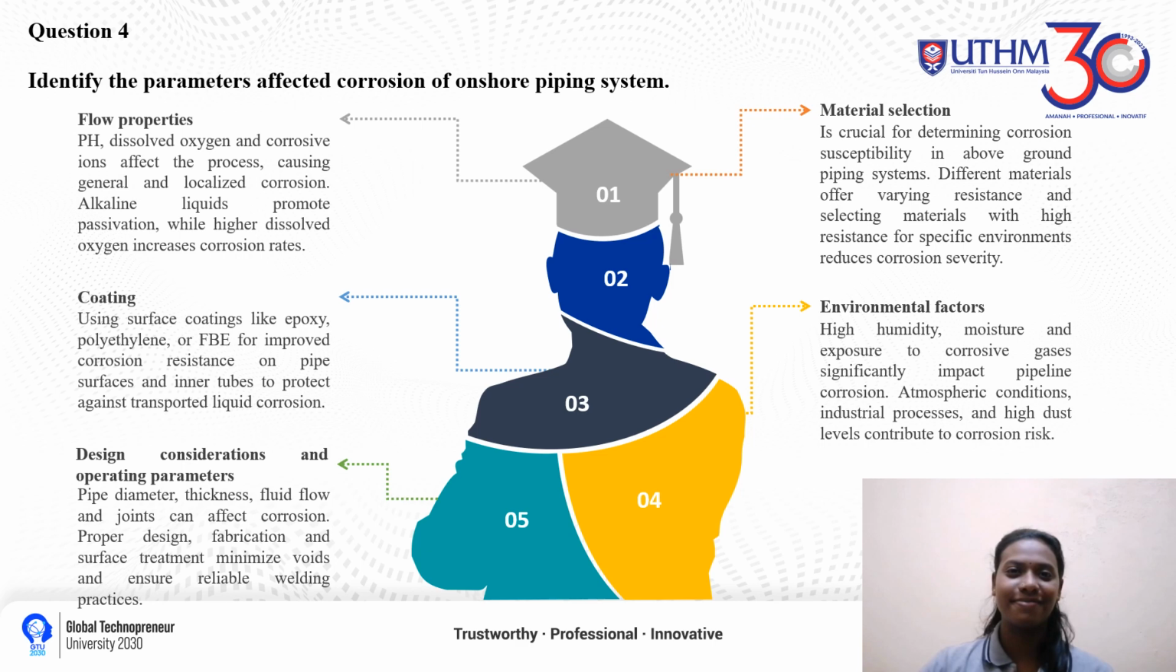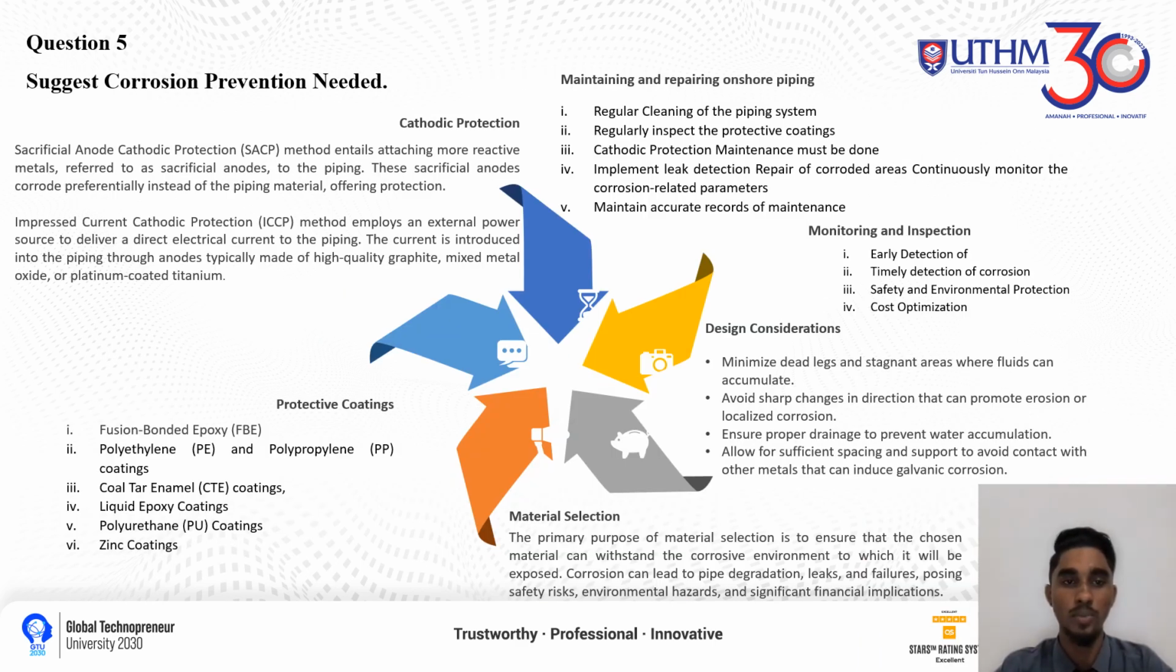Thank you. Hello, today I would like to present about the corrosion prevention suggestions. So the first suggestion is cathodic protection. Cathodic protection safeguards the piping by making it the cathode in an electrochemical cell, diverting the corrosion reactions away from the metal surface.